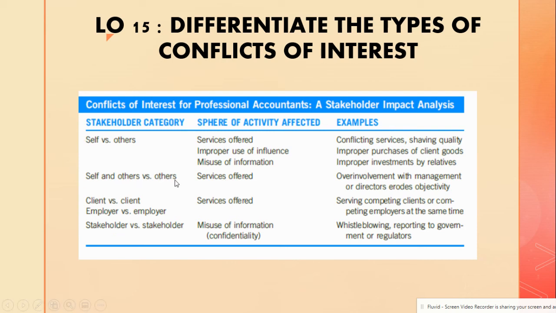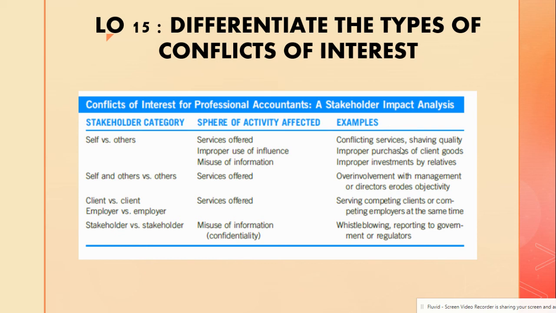Okay. Self and others versus others, in terms of service offered. So over involvement with management or directors erodes objectivity. So too much service offered causes us to be over involved with the management, which may impair our objectivity as an accountant. Client versus client, employer versus employer, in terms of service offered. So serving competing clients or competing employers at the same time.